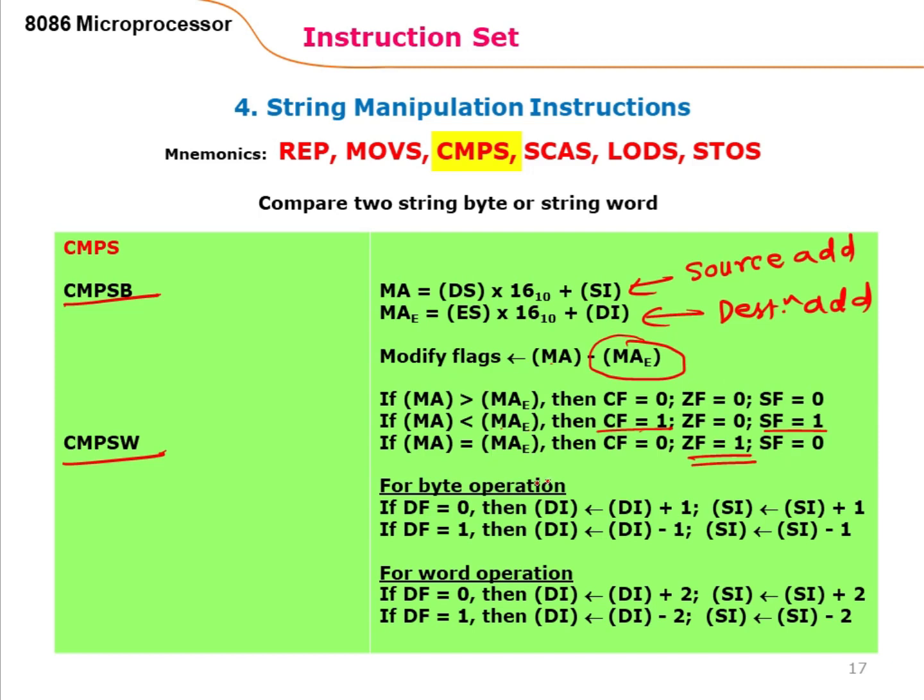The same happens with the compare string word instruction, that is, for word operations. Depending upon the status of the direction flag, if it is 0, then there is an increment, and if it is 1, then there is a decrement of the destination and source index. For byte operation the increment or decrement is by 1, and for word operation the increment or decrement is by 2.